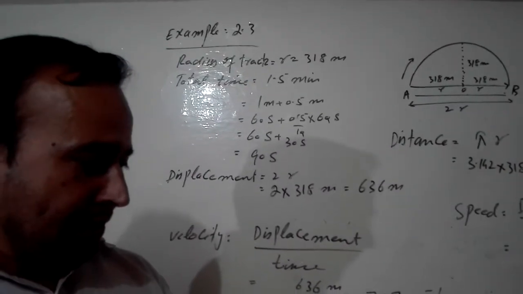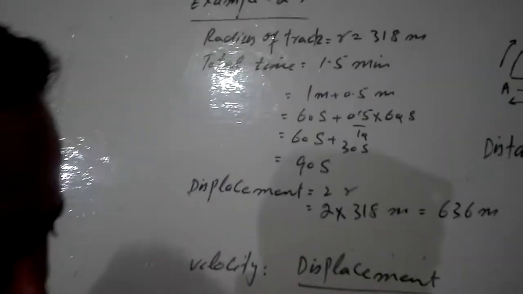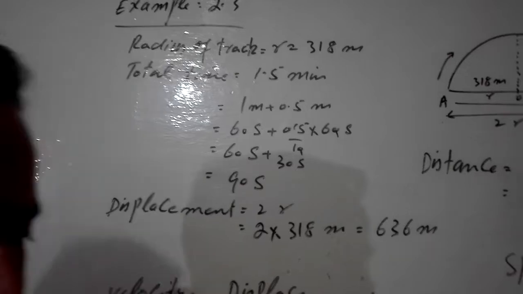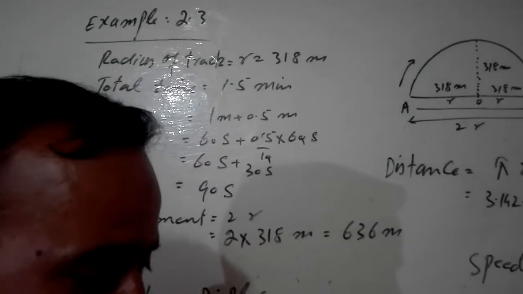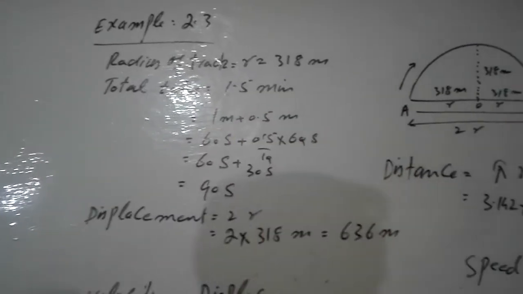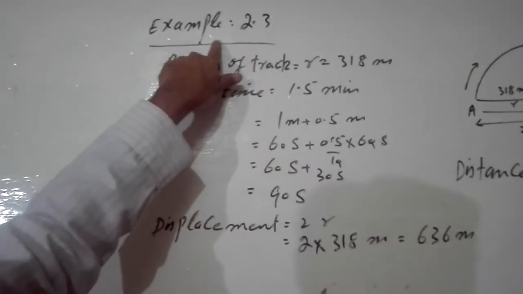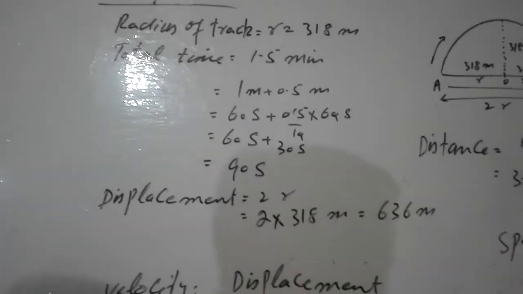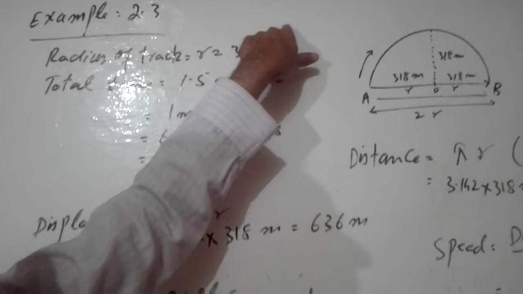Next is example 2. It is example 2.5, and 2.4 is very easy. That is about acceleration, I will explain it next. But as I explained to you the difference between distance and displacement, so that's why example 2... Sorry, it is example 2.3. Example 2.3 is related to your topic of distance and displacement.